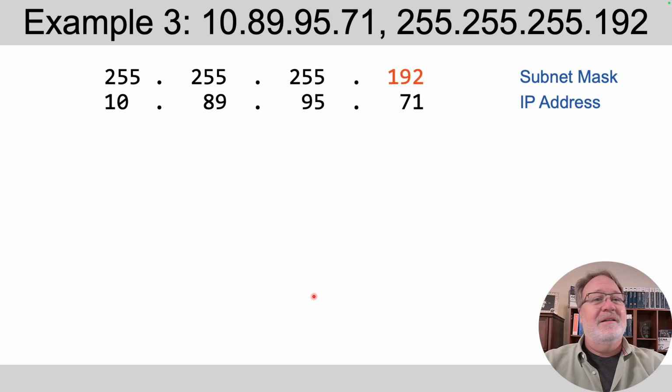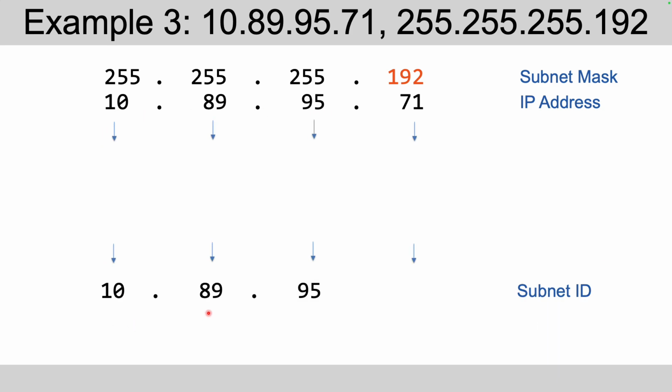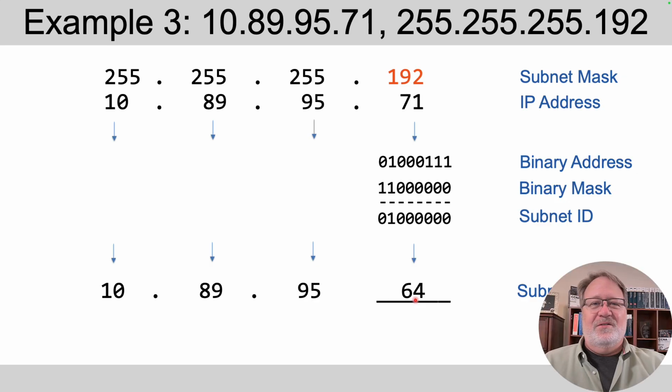And just to be complete, the third example, same kind of thing. We've got 3 octets where the mask is 255. So we can copy the address's value for all 3 of those octets down below. We don't have any mask octets that are 0, so we can't use that. And we're left with this 4th octet where we're going to have to do the binary math. So 71 converted to binary here. The mask 192 converted to binary there. Bitwise Boolean AND gives us that, which gives us a .64 in the 4th octet for the subnet ID.